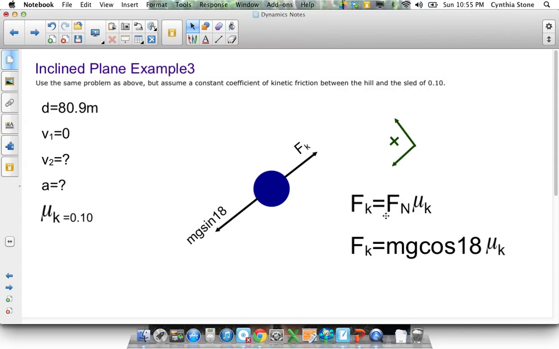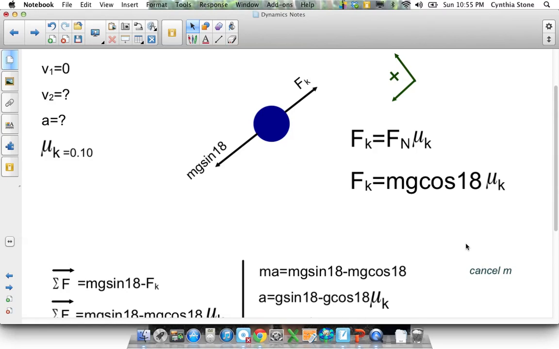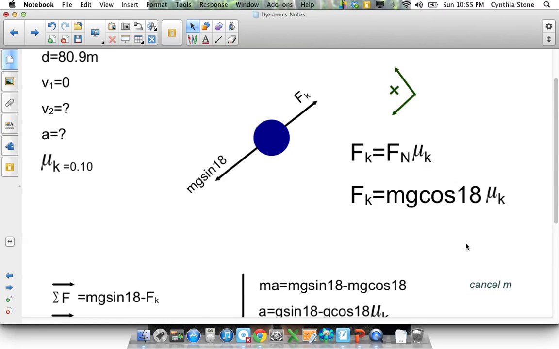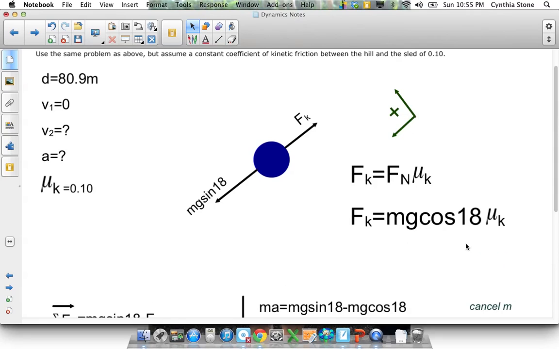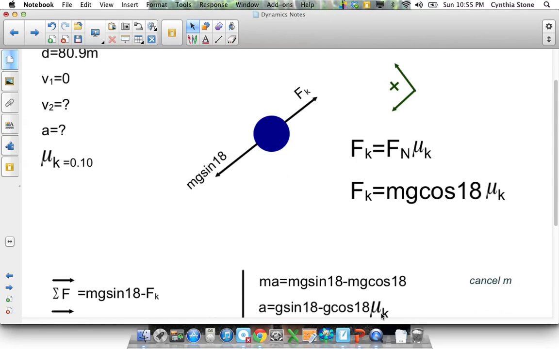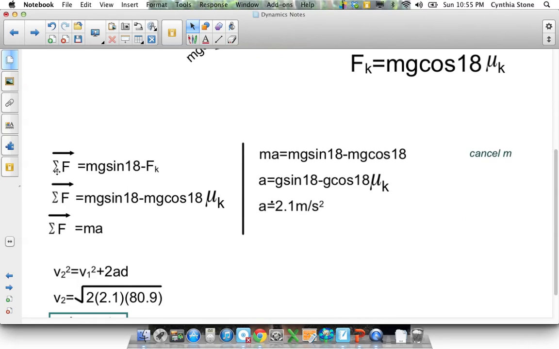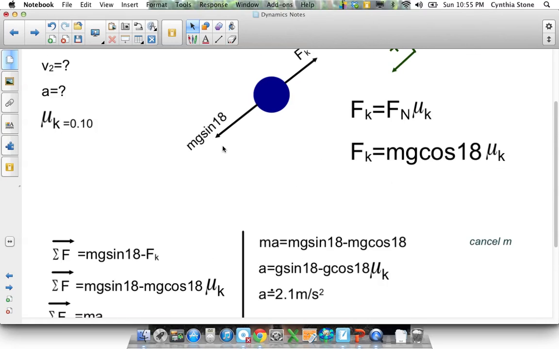So to find out the force of friction, well, it's normal times mu k. Normal we know is mg cos theta, mg cos 18 in this case, times mu k. And we can start to do our solving. So we're just dealing with one direction. We're not worrying about x's and y's or anything like that. This is our x direction down the incline. So the net force in that direction is the force pulling it down, mg sine 18 minus fk, right?